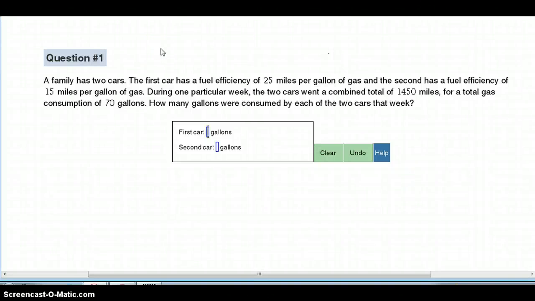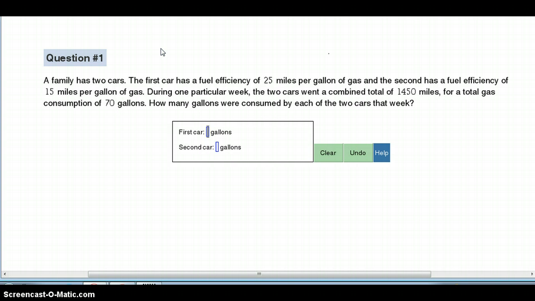On problems like this in ALEKS, we're trying to find how many gallons were used by each of two different cars. There are similar problems with distance, rate, and time, where there are two things we need to figure out. So we really need to find a variable, then find equations, and solve essentially a basic system of equations. If we read through this, a family has two cars.